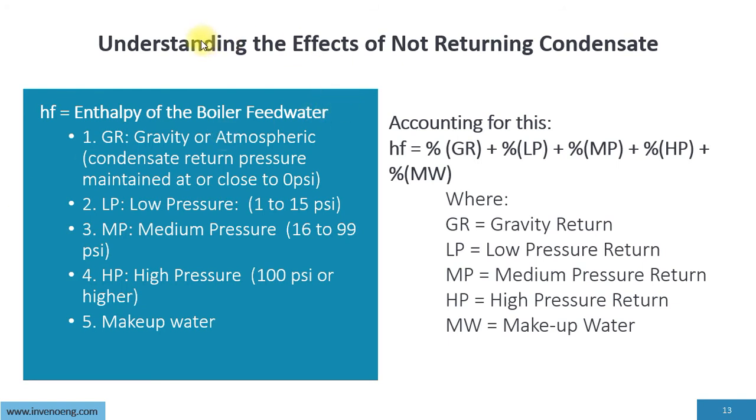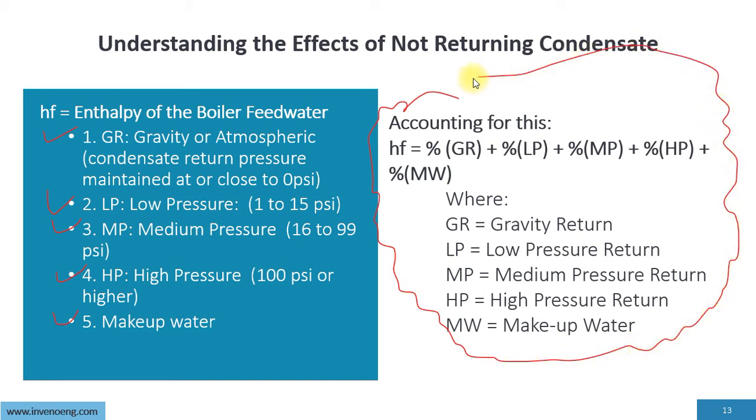The other thing is understanding the effects of not returning condensate. You know, we have gravity, low pressure, medium pressure, high pressure, and makeup water. So we can account for all these variables of bringing back different condensate in this equation here. So we don't have just one number, we can have multiple numbers. And that will help you come up with a much better understanding of the steam cost.